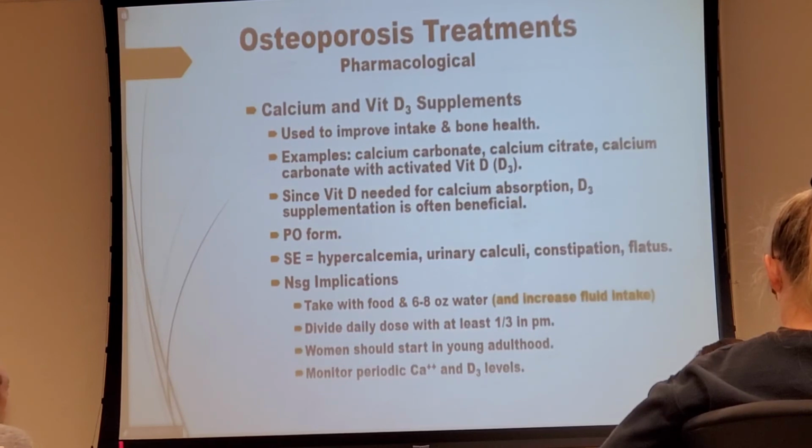So we like them to divide their dosages out throughout the day, and definitely at least take some of it in the evening. The body uses it better when they're at rest. So if they'll take some of it when they go to bed and then they're kind of not moving, the body can use it better.